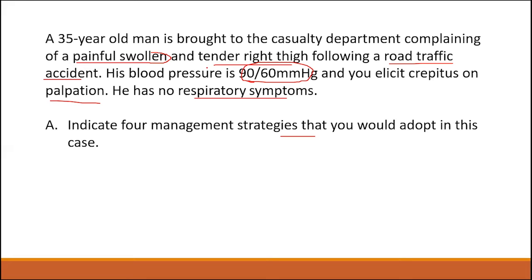So basically, that is that. So kindly take note. Unfortunately, that's the only question they asked us. But of course, if you're looking for the possible diagnosis, it could be a fracture.